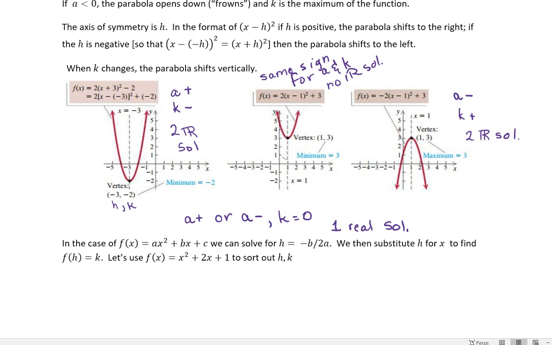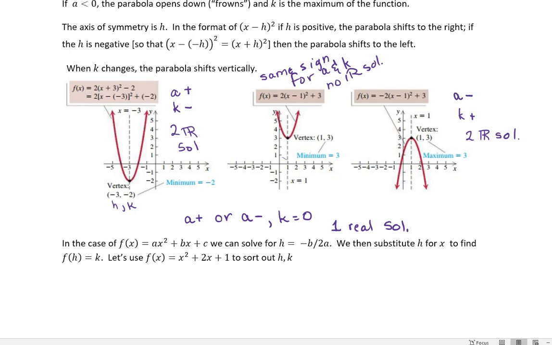Okay? So when we have a case of ax squared plus bx plus c, we can always solve for the h value by using our negative b over 2a. And then we're going to substitute that h, which is what we've just found, back into the equation. So I'm going to use this formula.